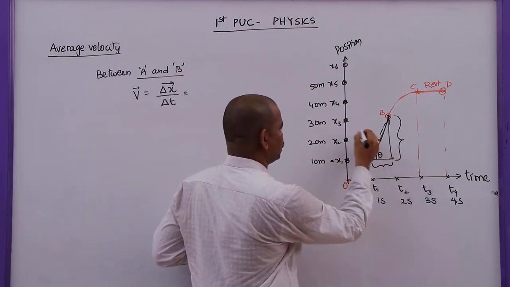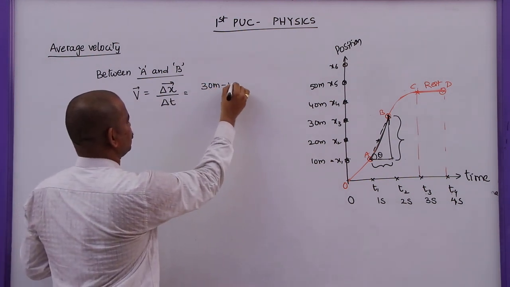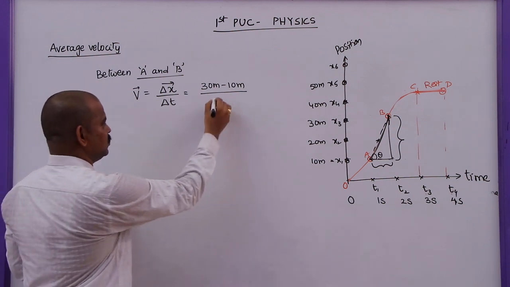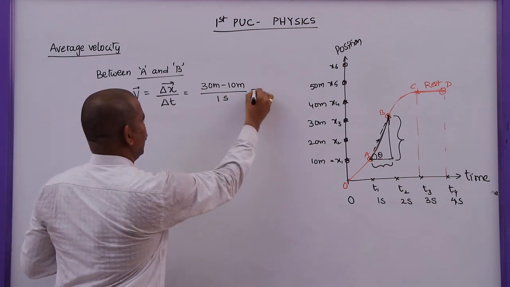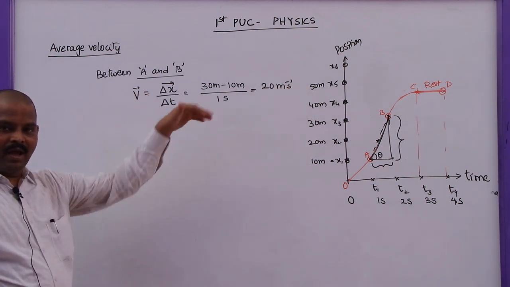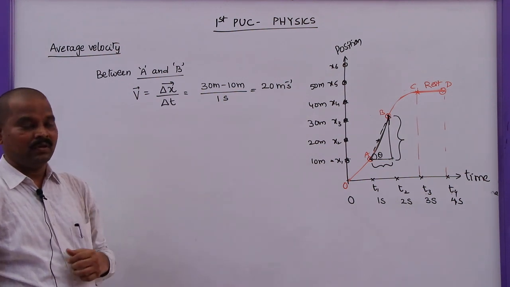At A this is 10 meters, at B it is 30 meters. So this will be 30 meters minus 10 meters. And what is the time in that one? So this is 1 second. So the answer is 20 meters per second. So between A and B, the body is moving with a velocity of 20 meters per second.